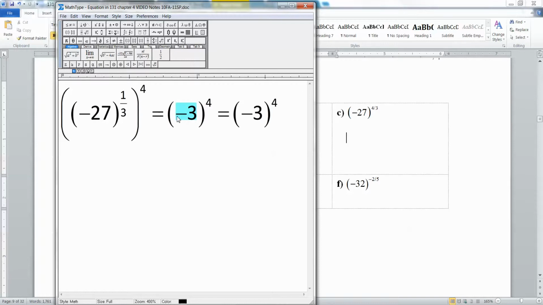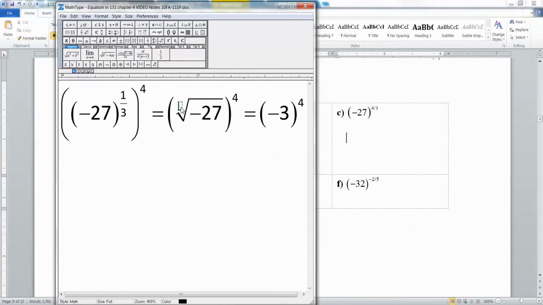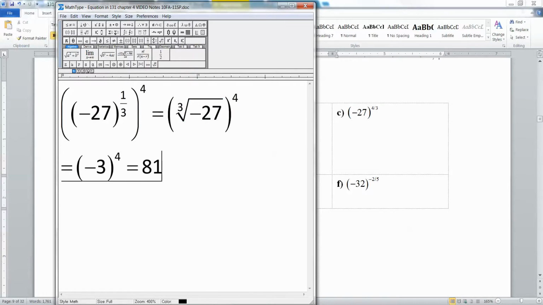Okay, so it's really negative 27 to the 1/3, if you want to think of it that way. That's really negative 27 underneath the 3rd root. You're taking the 3rd root of negative 27, which is negative 3, to the 4th power. And that would be positive 81. Now it turned out positive because you took a negative number but raised it to an even power.